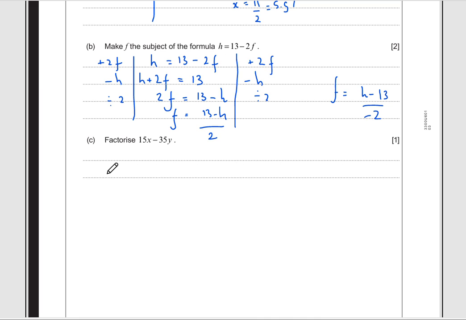Let's see, factorize 15x minus 35y. So factorize, we're going to put the brackets in. Let's see what's common to both these terms. So just 5 in this case, got no common letters. And inside my bracket, I'm going to have 3x minus 7y.